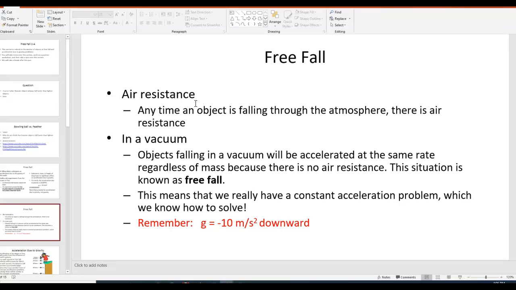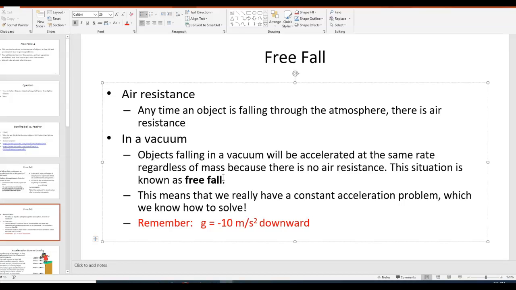When you have an object falling through the atmosphere, there's air resistance. That's not a free fall situation. That's a much more complicated situation that we're not going to talk about. So we're only going to deal with situations involving free fall, where we have a falling object and the only thing acting on it is gravity. Okay, that's a free fall situation.